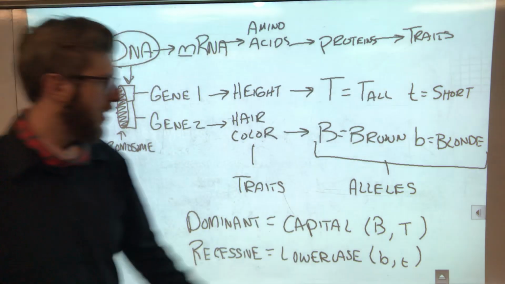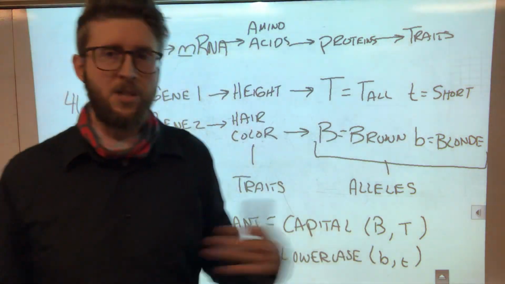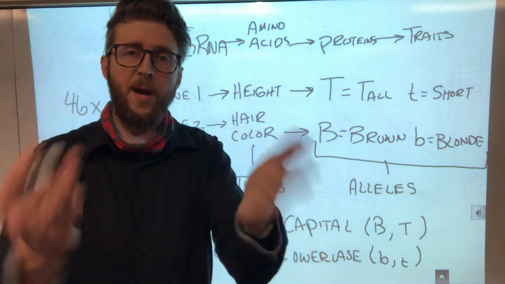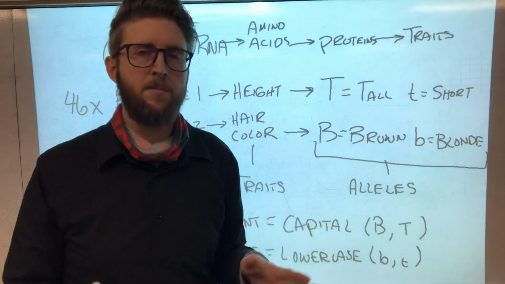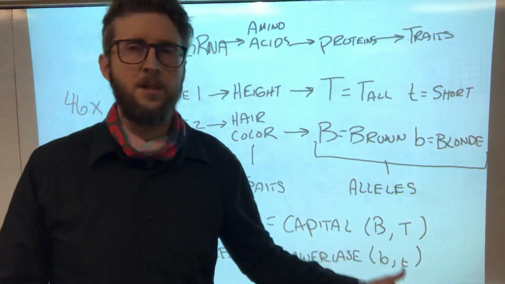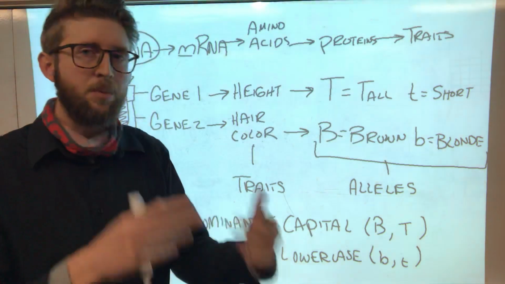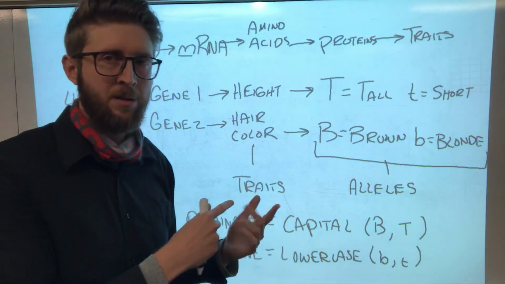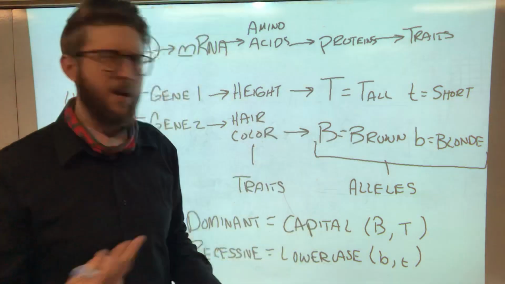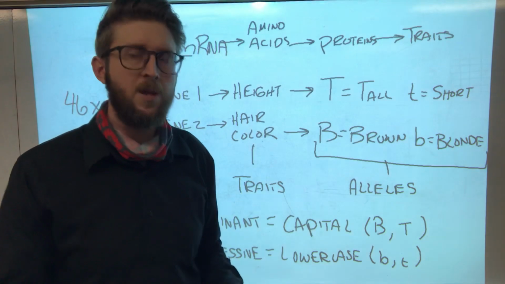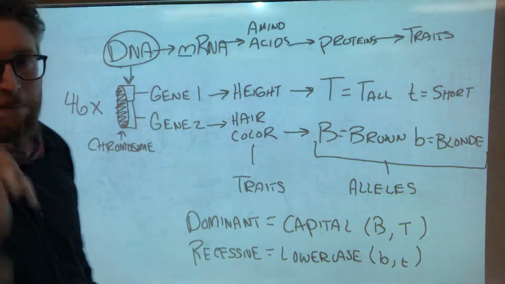Okay? Now what's the difference? Well, when there's a dominant present, it's going to be the dominant one. If you have a dominant allele, the dominant allele gets expressed every time. If you have a lowercase allele, or a recessive allele, it only gets expressed if there's no dominant allele to cover it up. And you're probably wondering, well, why would I have more than one allele? You do. You have multiple alleles for every trait. Let me explain, okay?